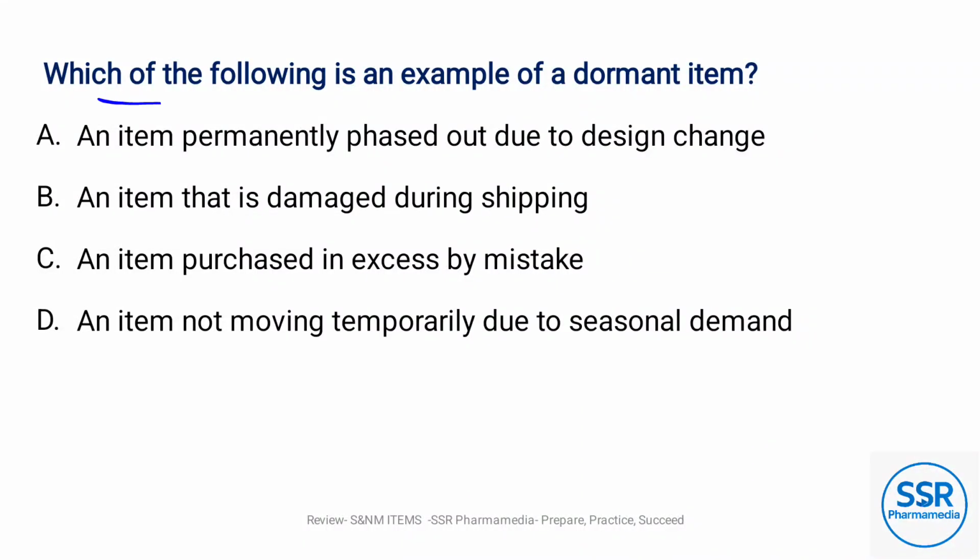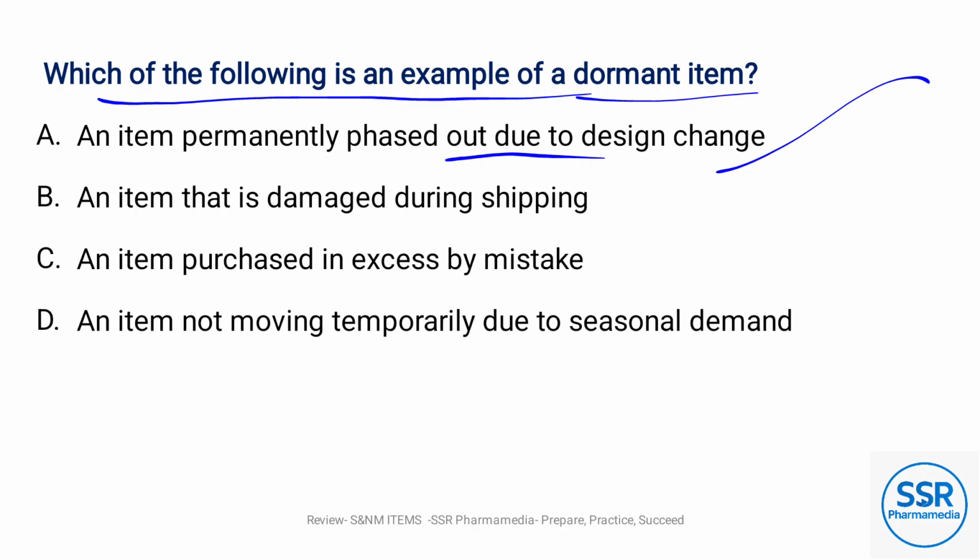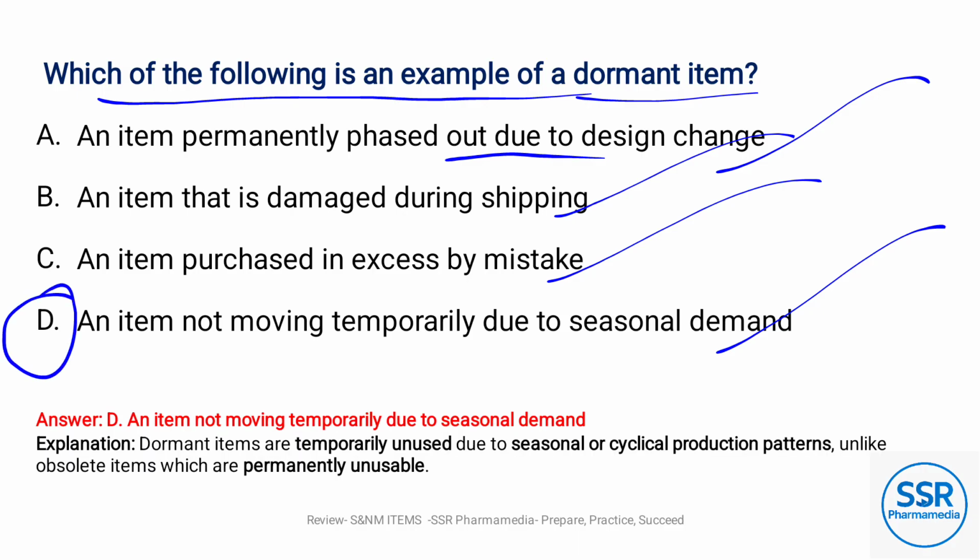Next question. Which of the following is an example of a dormant item? Option A, an item changed permanently, phased out due to design change. Option B, an item that is damaged during shipping. Option C, an item purchased in excess by mistake. Option D, an item not moving temporarily due to seasonal demand. So, the answer is option D.